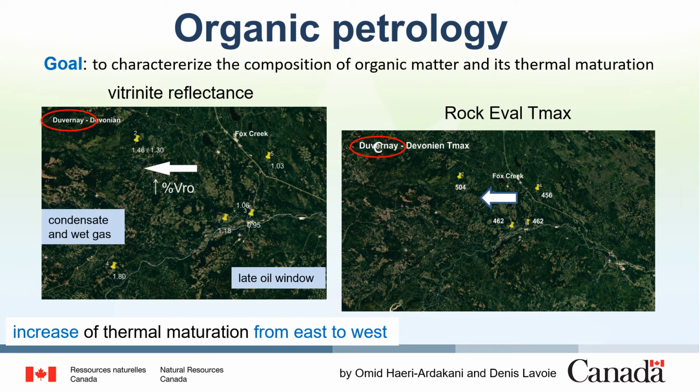The composition of organic matter and its thermal maturation was studied this year. The figure to the left presents the results of new vitrinite reflectance data and vintage data from the GSC database. The figure to the right presents the Rock-Eval Tmax data for Duvernay samples compiled from historical GSC databases. Both maturation indicators show an increase of thermal maturation from east to west, which coincides with progressively deeper conditions in that direction. The results indicate late oil window in the east to condensate and wet gas zone to the west.